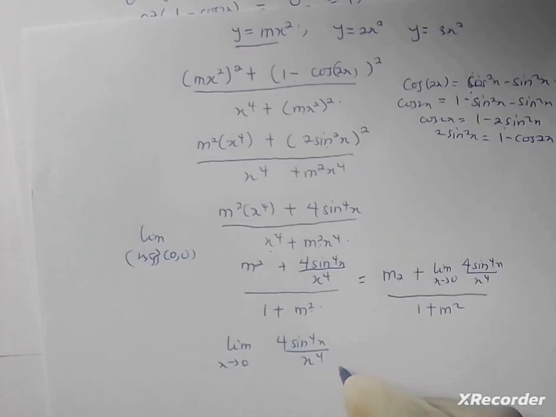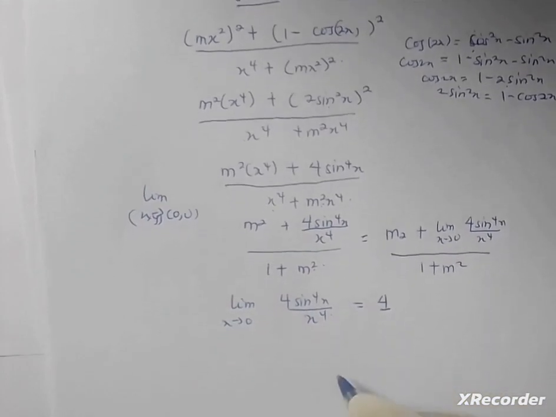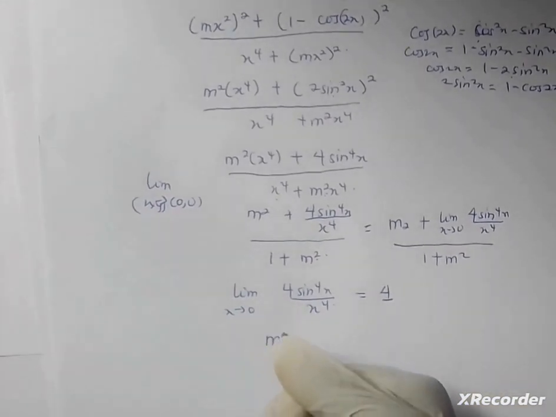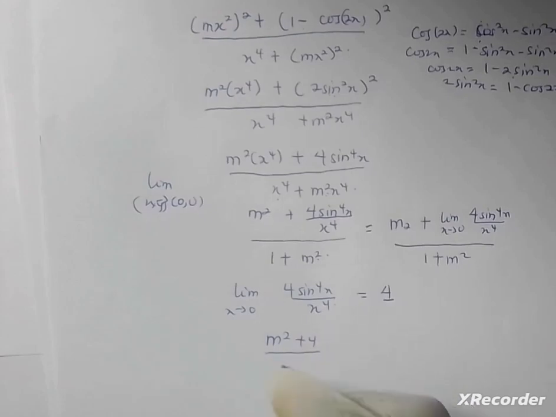From L'Hopital's theorem and from trig identities, we know that if you have 4 sine to the power 4 x here and x to the power 4 here, the limit as this approaches 0 is simply going to give me 4, because this whole thing will compute to 1. When I get 4 like this, my answer becomes m squared plus 4 over 1 plus m squared. So this happens to be the solution for my limit.